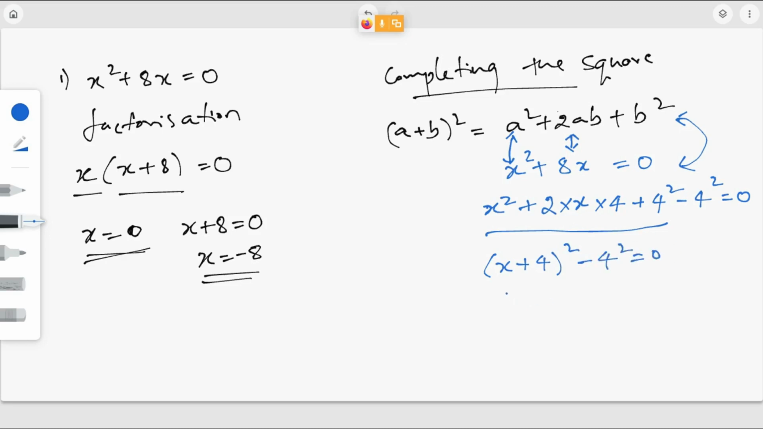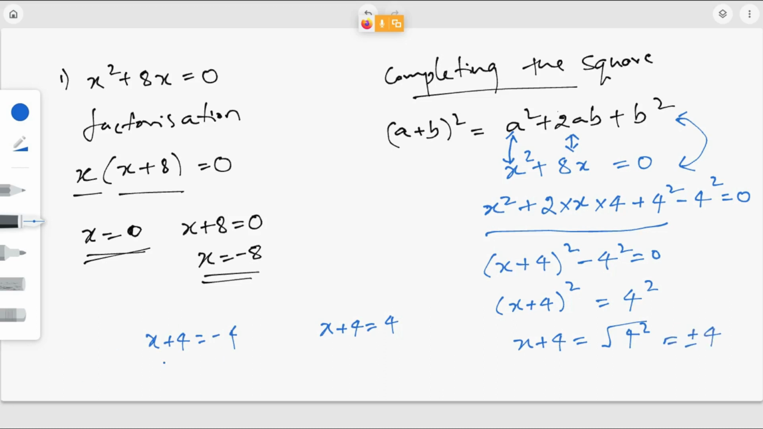Now take this 4 square to this side, you will get x plus 4 whole square is equal to 4 square. Now x plus 4 is the root of 4 square. So you will get x plus 4 is equal to 4, and x plus 4 is equal to minus 4, because if you take this number out of the root, you will get plus or minus 4. So x is equal to 0 and x is equal to minus 8.